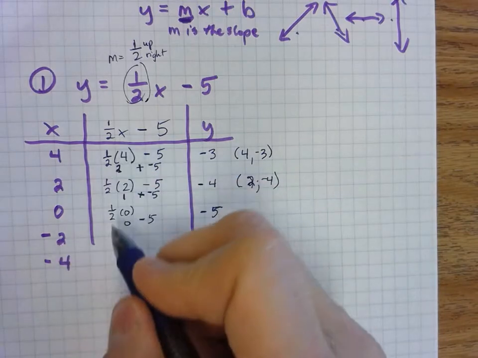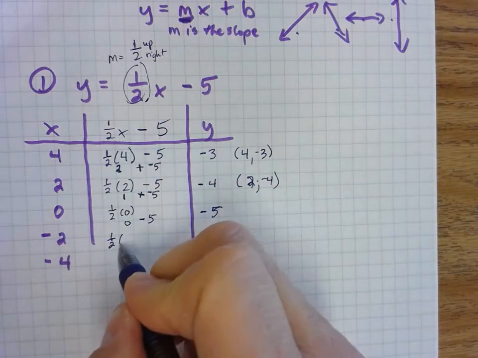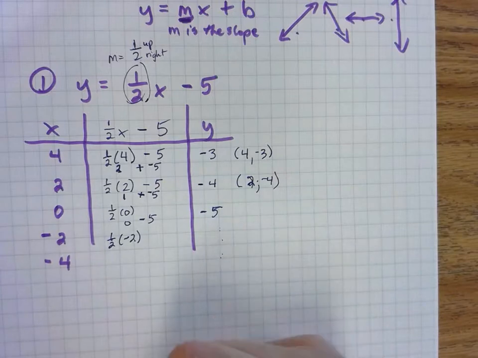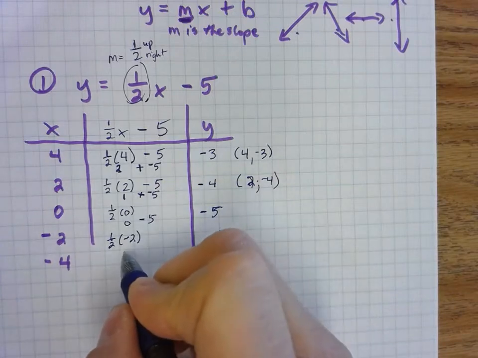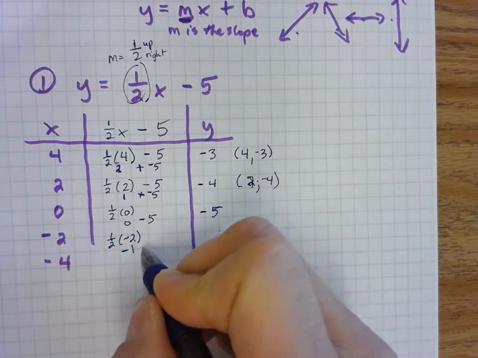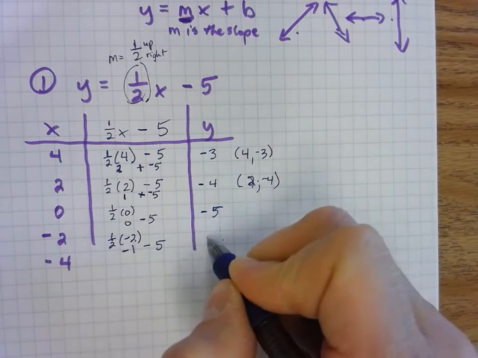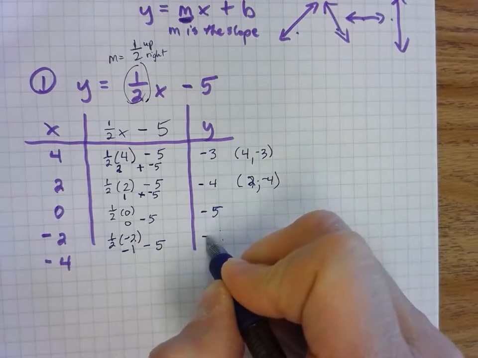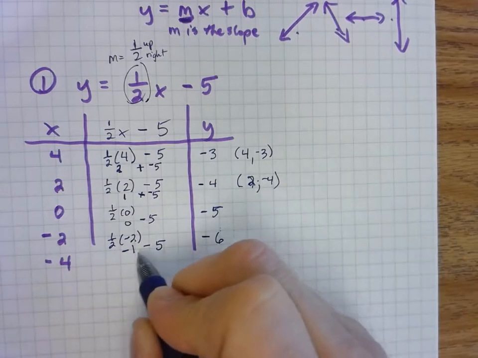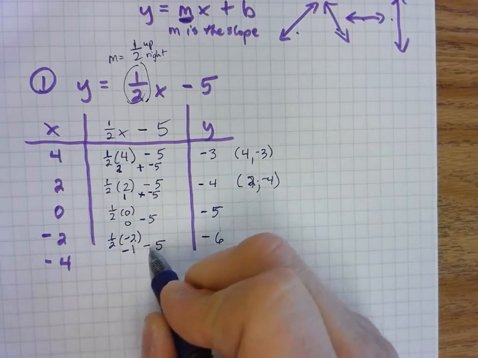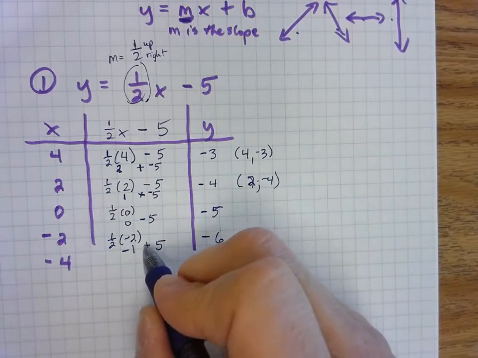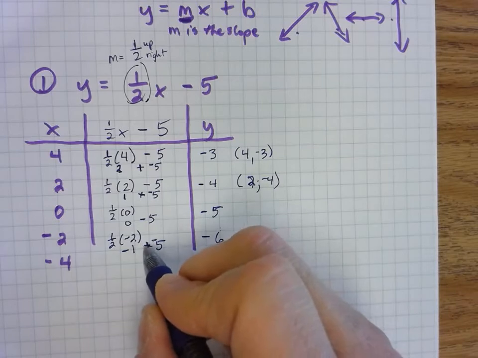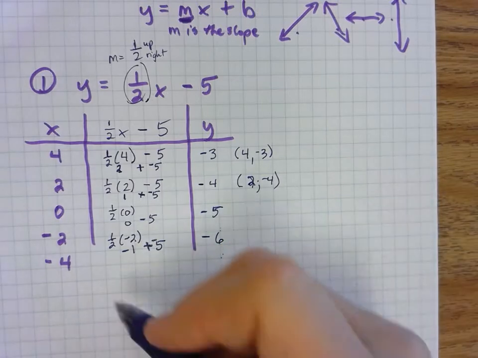Alright, so then we're going to do half of negative 2. What is half of negative 2? Well, that of course would be negative 1. And negative 1 minus 5 would put us at what you probably already wrote down, which was negative 6. Again, if you need to do additive inverse to that, that would be negative 1 plus negative 5, and negative 1 plus negative 5 is negative 6.